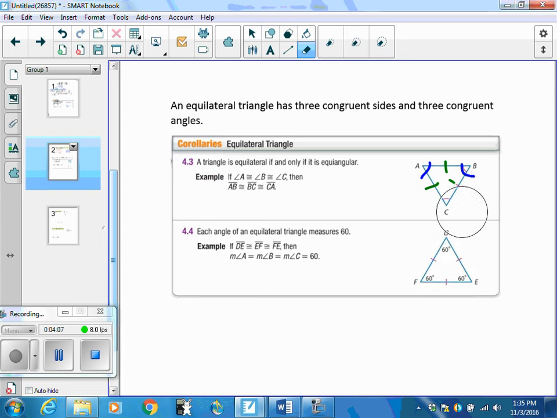And the reverse is true. If I have 3 sides that are congruent, then I know that my 3 angles would also have to be congruent. So it's going both ways.